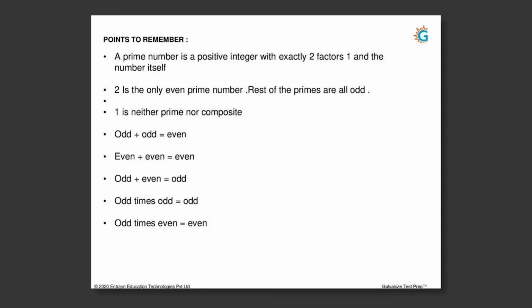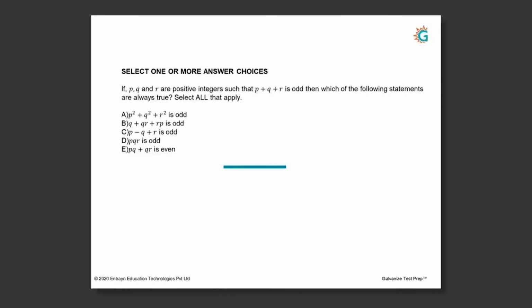Moving on to the next problem. Select one or more answer choices. If P, Q, and R are positive integers such that P plus Q plus R is odd, then which of the following statements are always true? Select all that apply. Option A is P square plus Q square plus R square is odd. Option B is Q plus QR plus RP is odd. Option C is P minus Q plus R is odd. Option D is PQR is odd. Option E is PQ plus QR is even. The question says always true. Please be very careful when you select the options.